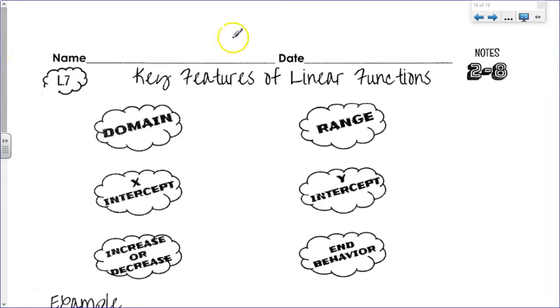Alright guys, today we're going to talk about key features of linear functions. Our domain is our x values. It is how far left to right we go. Our range is our y values, and we read a graph bottom to top. So it's how far down and up. So bottom to top.